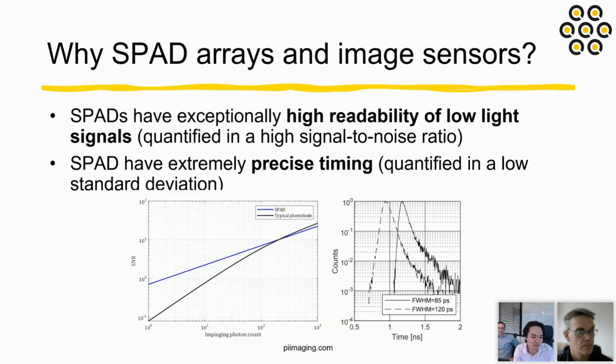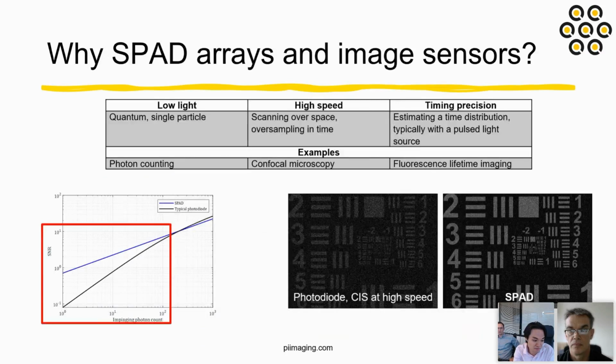SPADs are known to have exceptionally high readability or fidelity for low light signals. This is quantified by a high signal-to-noise ratio in low light conditions. SPADs also have extremely precise timing, quantified by a low standard deviation, or a very good timing precision down to picoseconds. When we talk about low light conditions, we're talking about a few hundred photons down to even a single photon.